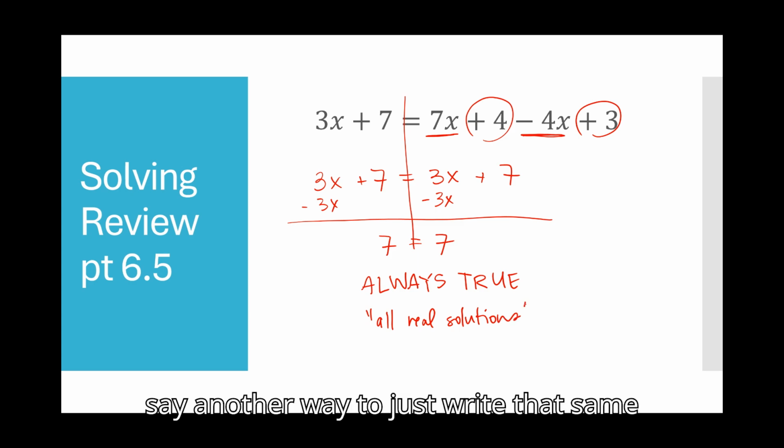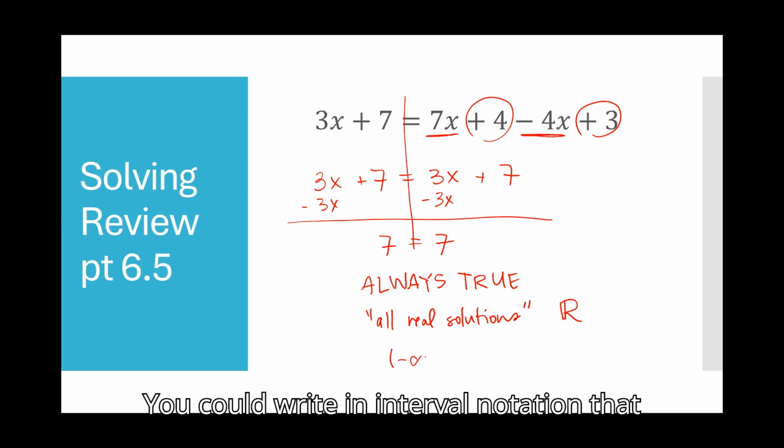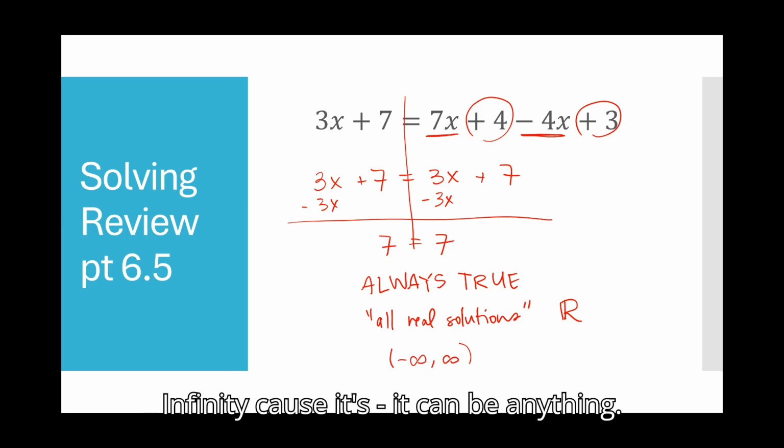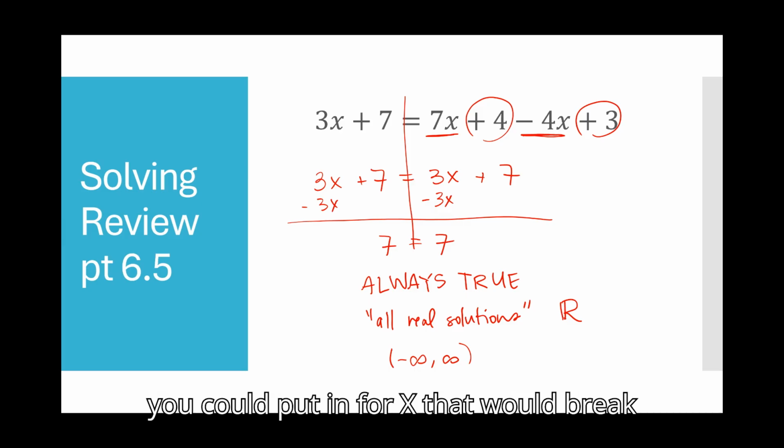Another way to write that same thing is a fancy R like this. You could write in interval notation that x can go from negative infinity to infinity because it can be anything. These are always true. There's nothing you could put in for x that would break this.